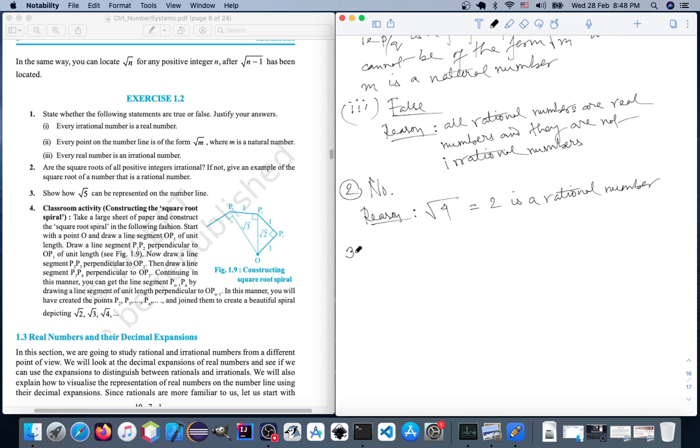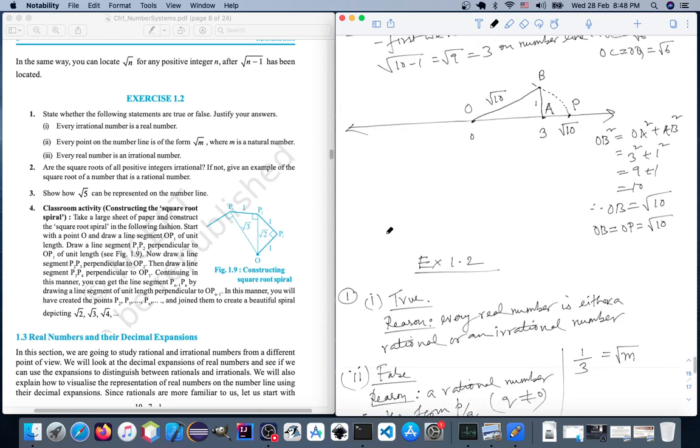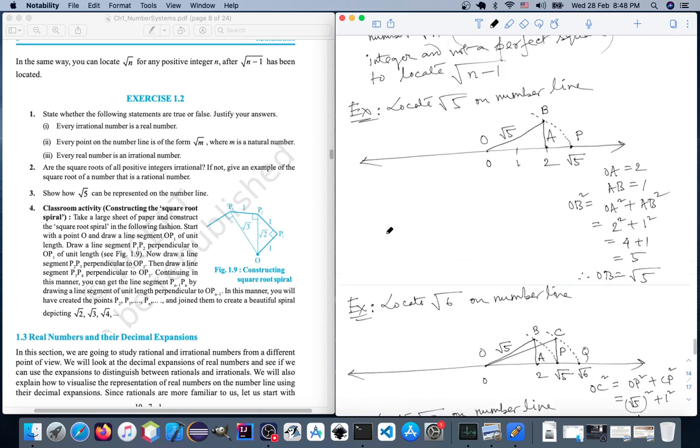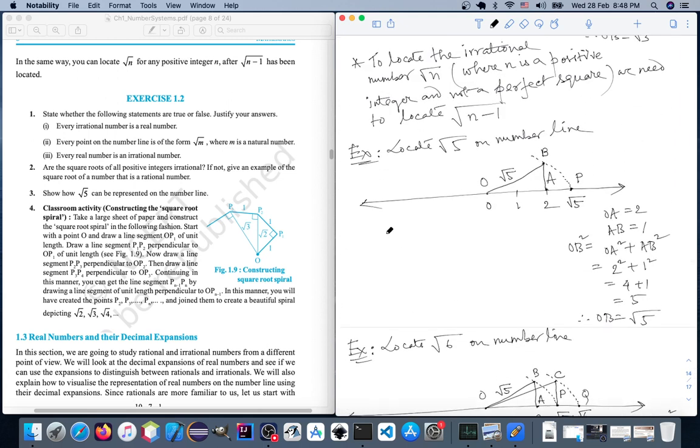Number 3 asks to locate root 5 on the number line. We have already done that, I guess. Yes. You can see this example of how we located root 5 on the number line.